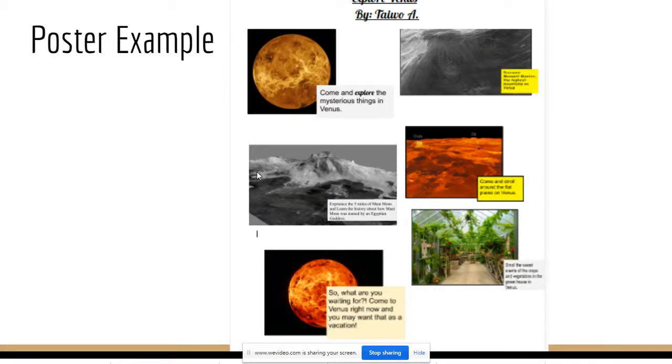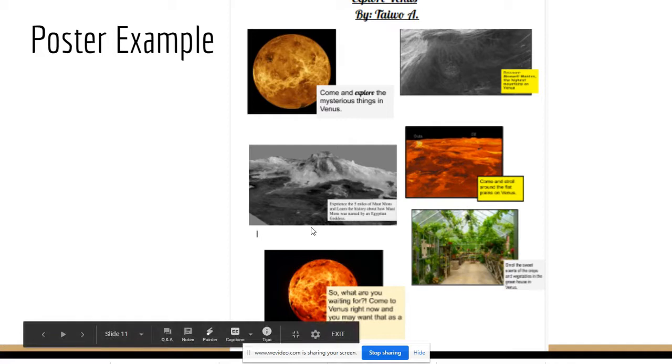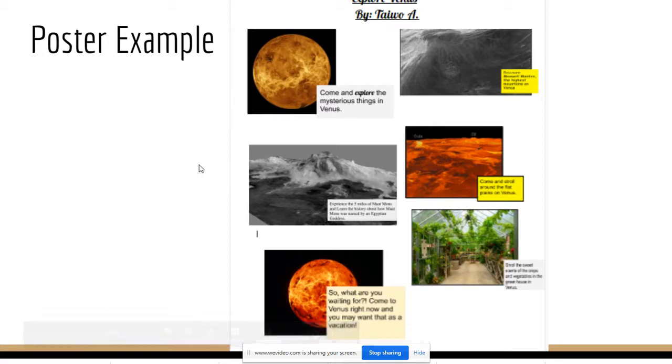Here's an example of one from a previous year that was done digitally. This student was exploring Venus, and their goal was to get you to come to Venus. And you can see lots of different things that they included. And this is one example of a poster and what it might look like.